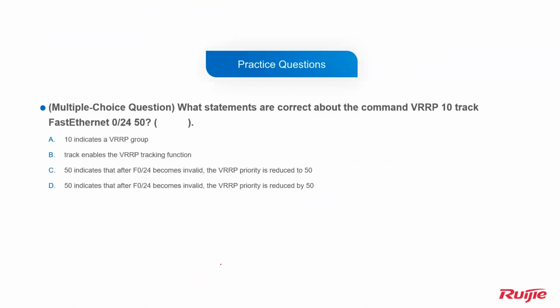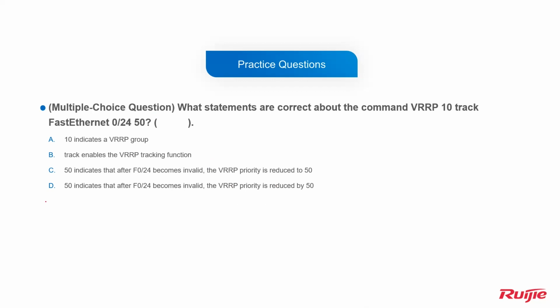Okay, so about this part, let's see a question. What statements are correct about the command vrrp vrid 10 track FastEthernet 0/2/4 reduced 50? So here there are some parameters inside. Firstly, A, 10 indicates a VRRP group. Of course, it's vrid 10. So 10 is the ID of the VRRP group, is correct. B, track enables a VRRP tracking function. Obviously, it's true. C, 50 indicates that after F0/2/4 becomes invalid, VRRP priority is reduced to 50.